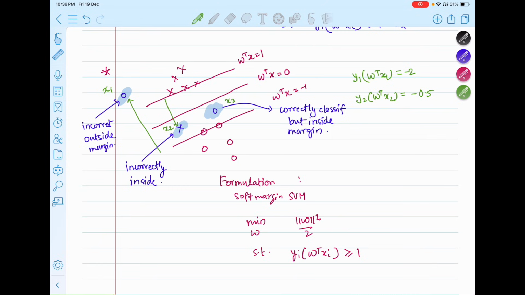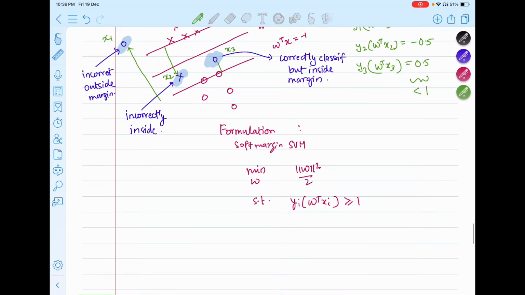What about x3? See, W transpose x3 is what? It is, let us say, negative 0.5. But y3 is negative, so negative negative will become positive and this will be 0.5. These are the three cases that we have. And in all cases, you can see that all of these are less than 1.